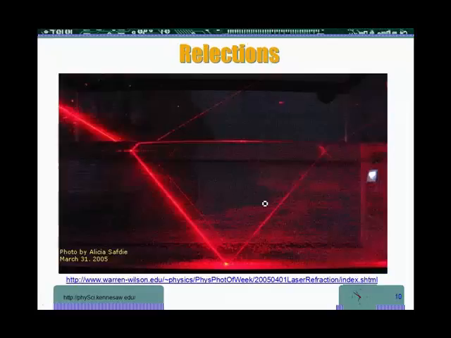Okay, before we get into those details about the law of reflection, I'll show a few examples. Here is an example of a picture taken by a student out of Warren Wilson College. What we have here is a laser beam shining on a particular material. I believe it is water, but I'm not sure. I think this is a fish tank. So when it hits the water, part of it is going to be reflected. We are seeing the reflected part here. And part of it is going to move into the water.